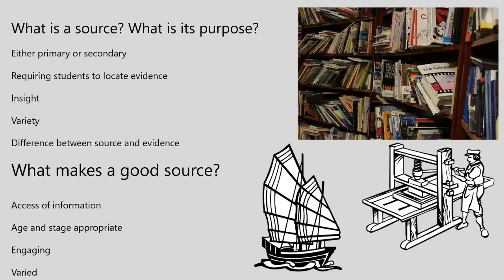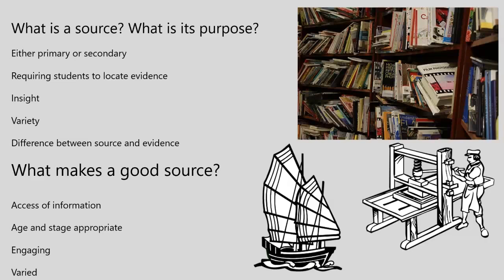What makes a good source? Access to information. You need to be able to actually get the information. It also needs to be age and stage appropriate. Sometimes I admittedly have made a mistake of having sources that were a bit too difficult, and that was a lesson learned there for myself. Engaging, and as I said, lots of variation in the types of sources that are used.